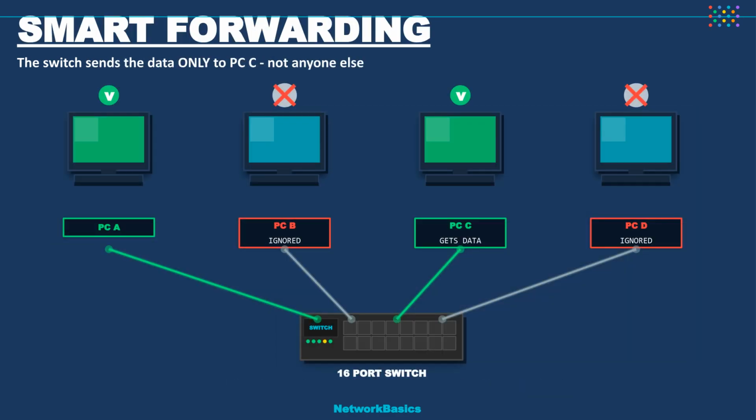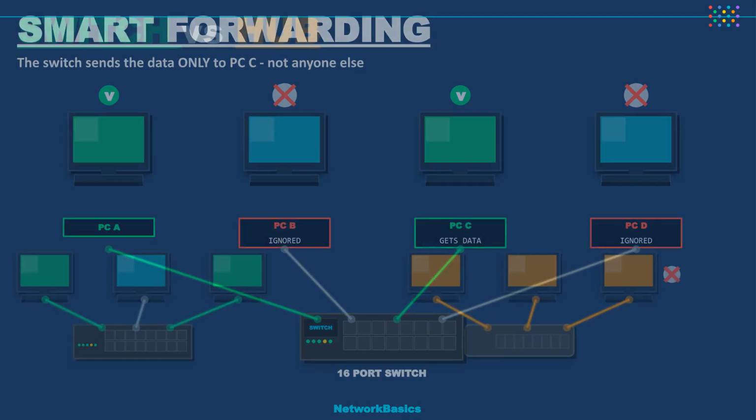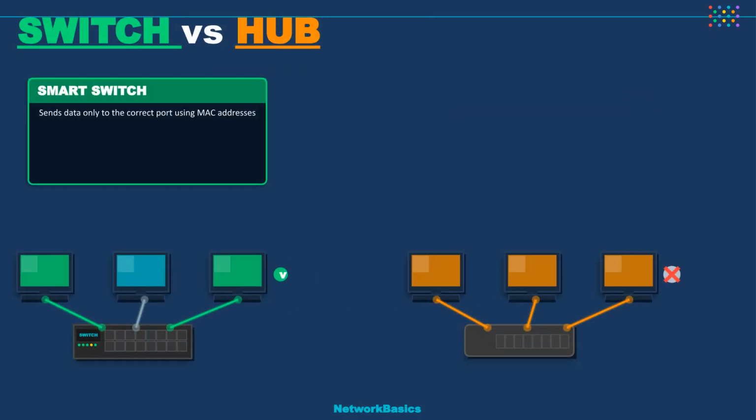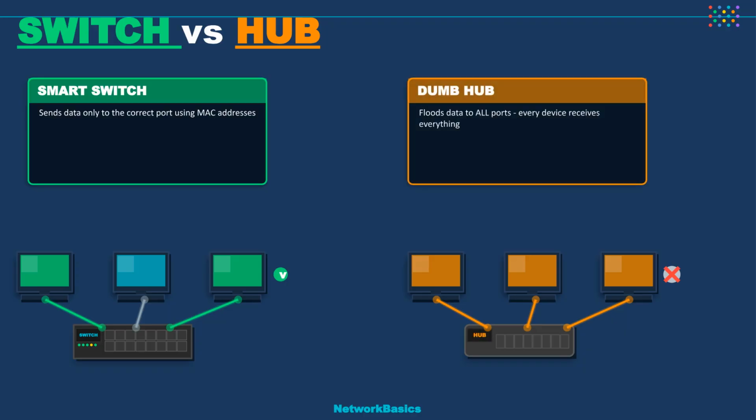With smart forwarding, the switch consults its MAC address table and sends the data packet only to PC C's port, ignoring all other devices. This saves bandwidth. A key difference: a smart switch sends data only to the correct destination port, while a dumb hub floods data to all ports, forcing every connected device to receive everything.